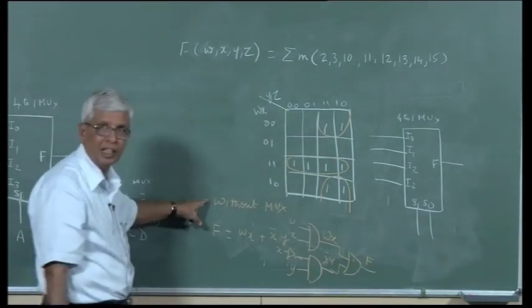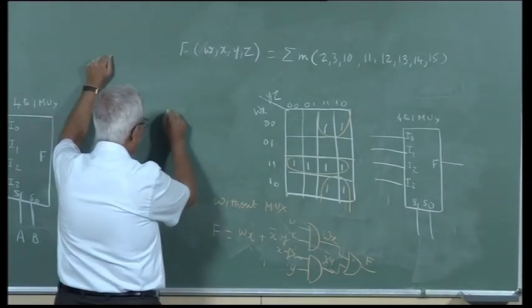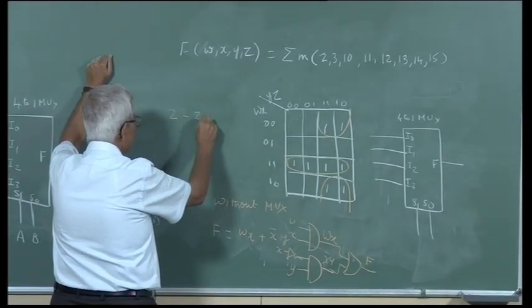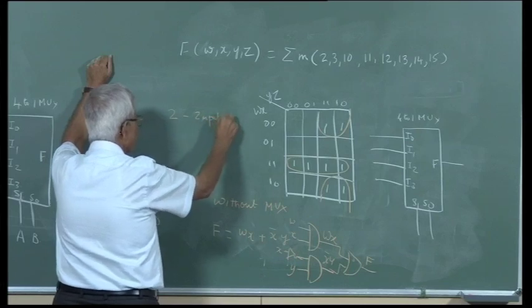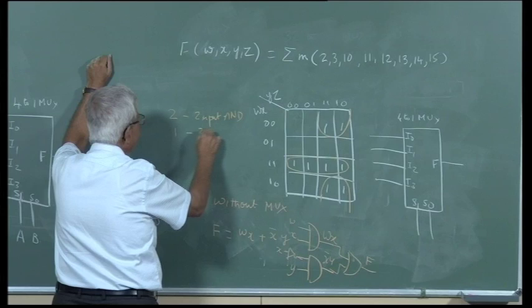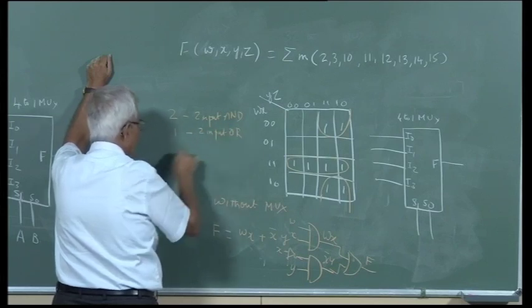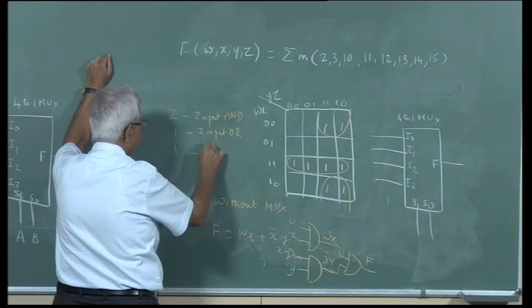Without multiplexer, I am having two input AND gates, one 2 input OR gate, one inverter.